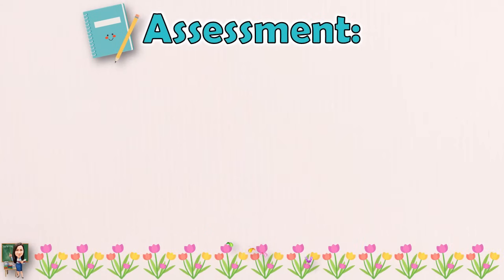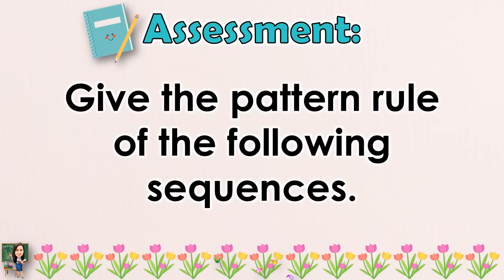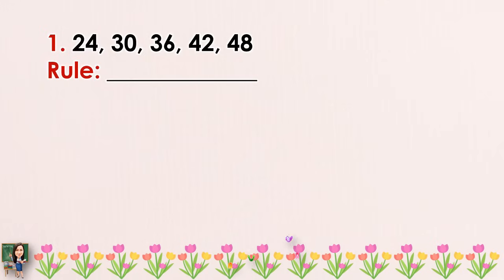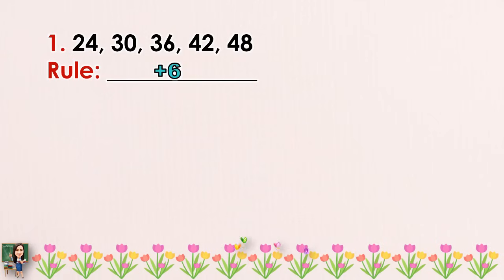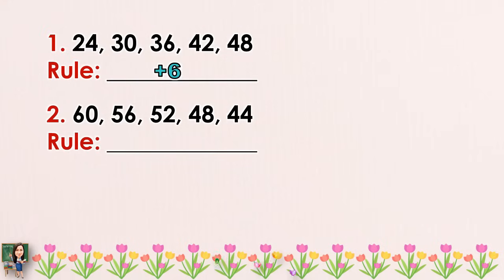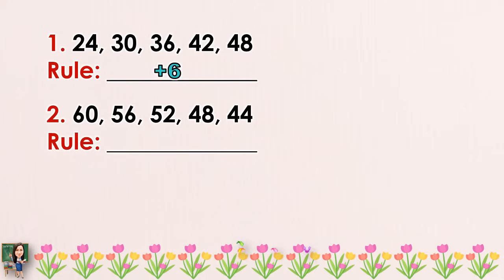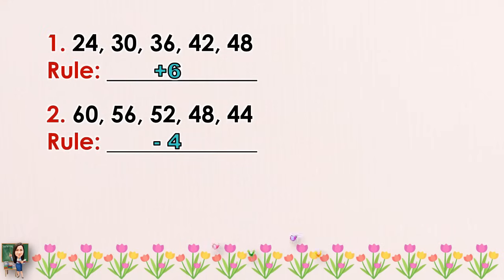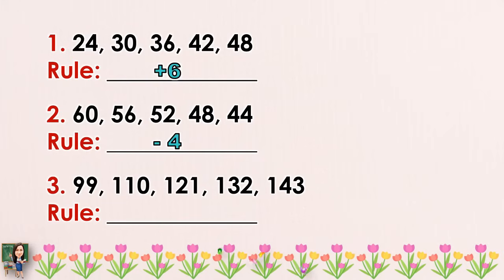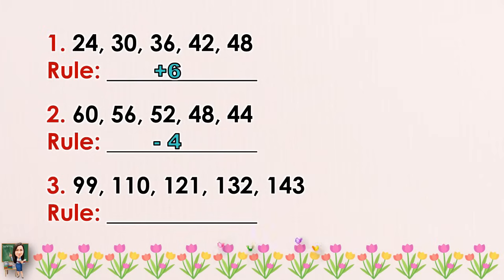For the assessment, give the pattern rule of the following sequences. Number 1, 24, 30, 36, 42, 48. The rule is plus 6. Number 2, 60, 56, 52, 48, 44. The rule is minus 4. Number 3, 99, 110, 121, 132, 143. The rule is plus 11.